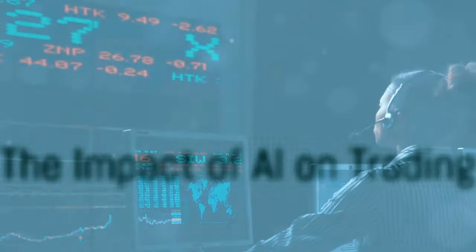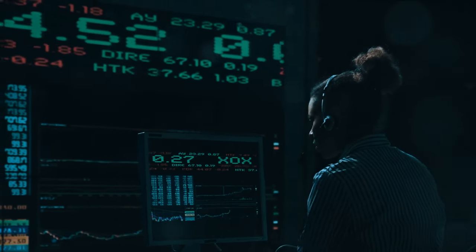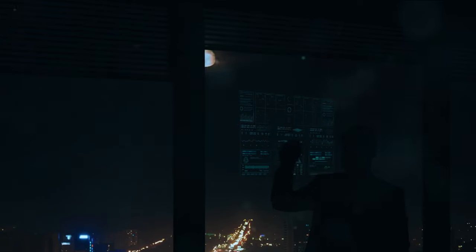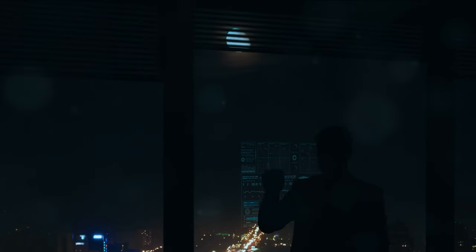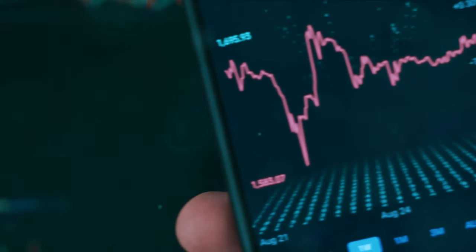The impact of AI on trading is immense, reshaping the industry as we know it. This revolutionary technology has brought about significant changes, influencing everything from trading strategies to the job market and even regulatory frameworks. Firstly, let's look at trading strategies.